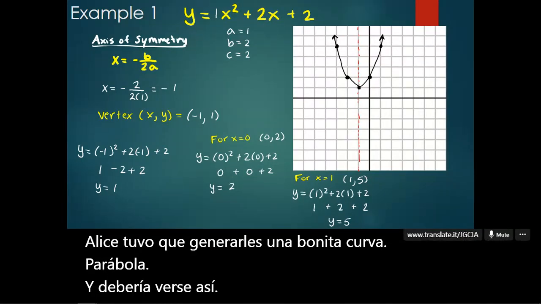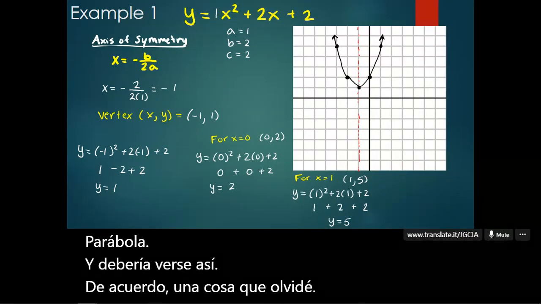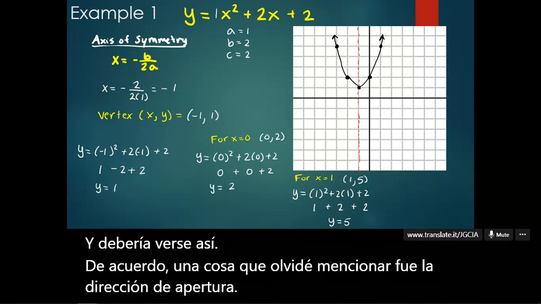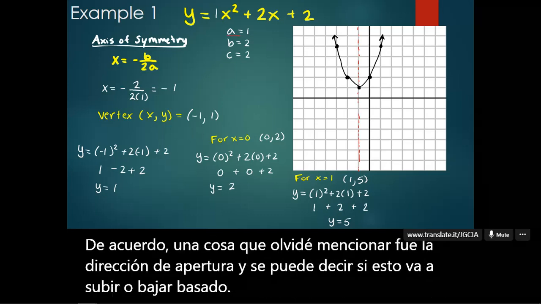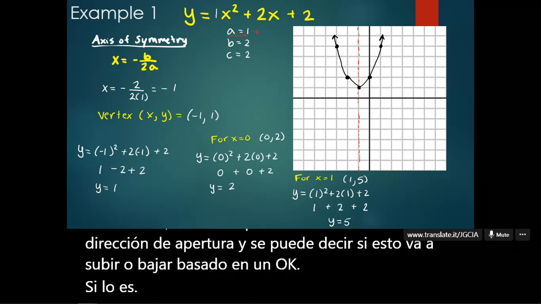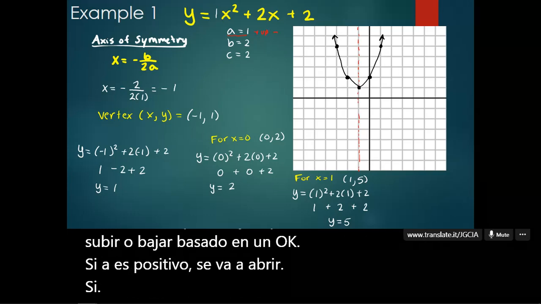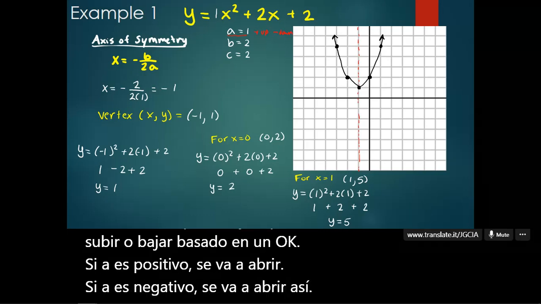All right, one thing I forgot to mention was the direction of opening, and you can tell whether this is going to go up or down based on A, okay? If A is positive, it's going to open up. If A is negative, it's going to open down. So keep that in mind when you're graphing this.